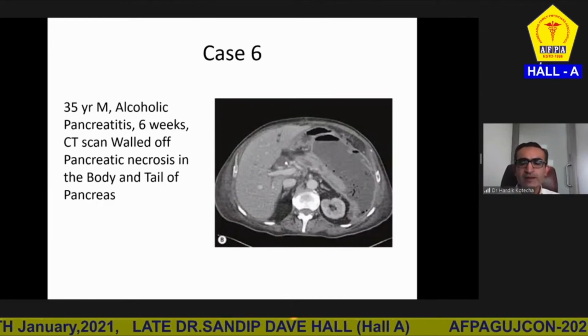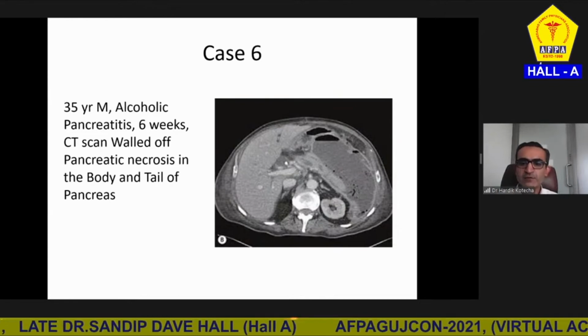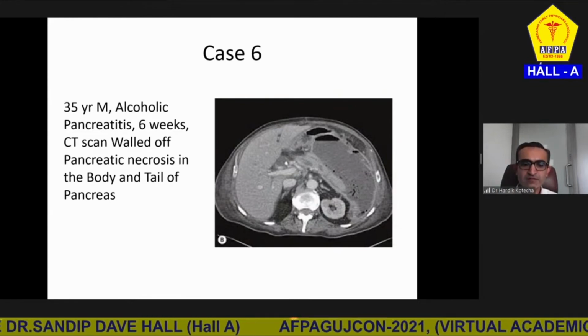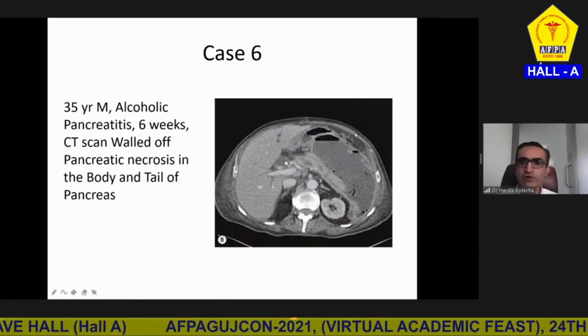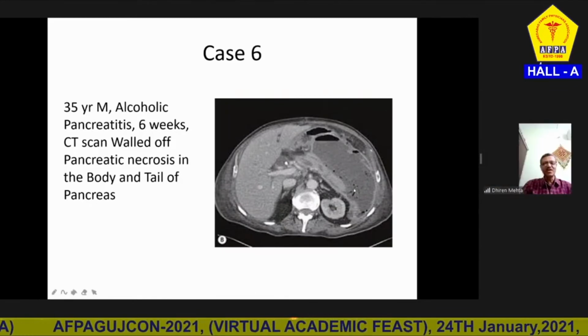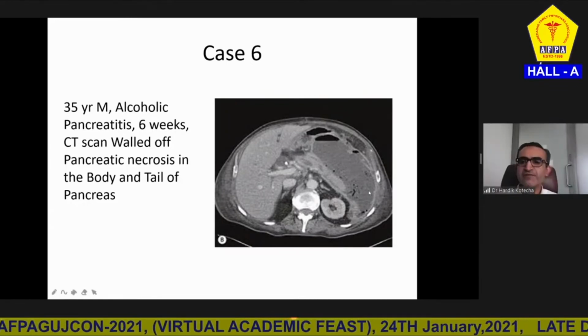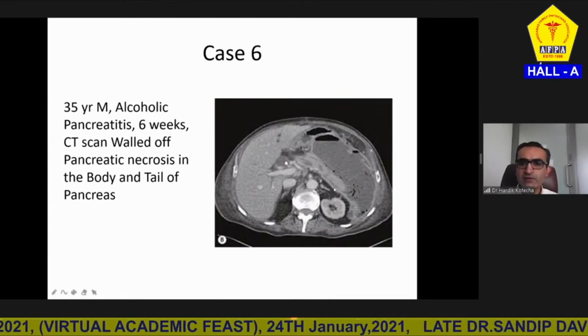Sixth case, alcoholic pancreatitis, 6 weeks duration. A CT was done, the patient had pain abdomen, loss of appetite, weight loss, and some fever. CT showed, in the image, you can see a large walled off pancreatic necrosis, which has an air fluid level and multiple air foci within. So this is an infected pancreatic necrosis. The residual pancreatic body is seen below.